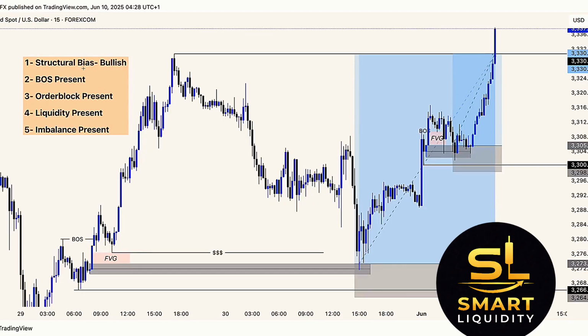So you can see here, structural bias bullish, BOS present, this is it, order block present. When you map out the order block, you look out for the imbalance the order block created. Liquidity present, obviously. So you can see price clearly tapped in, moved to my direction. This is also a continuation entry where I had to add positions, where you can see we have break of structure, the imbalance created, market tapped in, moved to my direction.